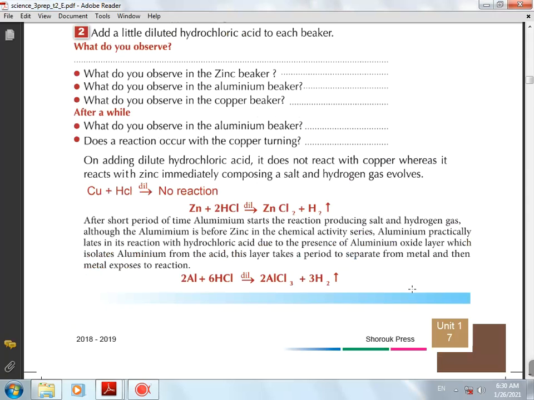But zinc can react with hydrochloric acid to form ZnCl2, and hydrogen gas is evolved. And also aluminum can react with hydrochloric acid to form AlCl3, and hydrogen gas is evolved. And these are the chemical equations. Zn plus 2HCl give ZnCl2 plus H2 evolved, and 2Al plus 6HCl give 2AlCl3 plus 3H2 evolved.